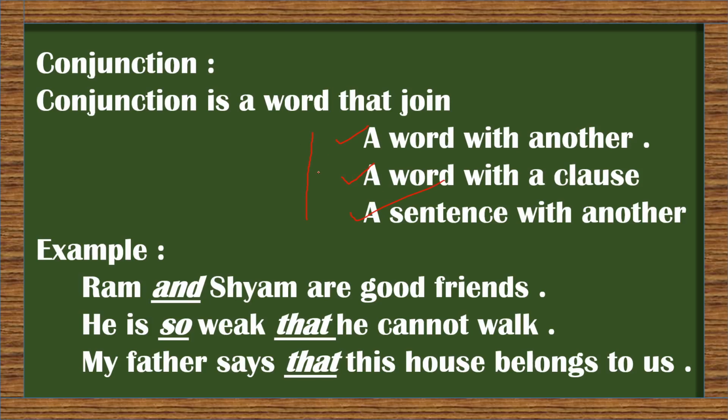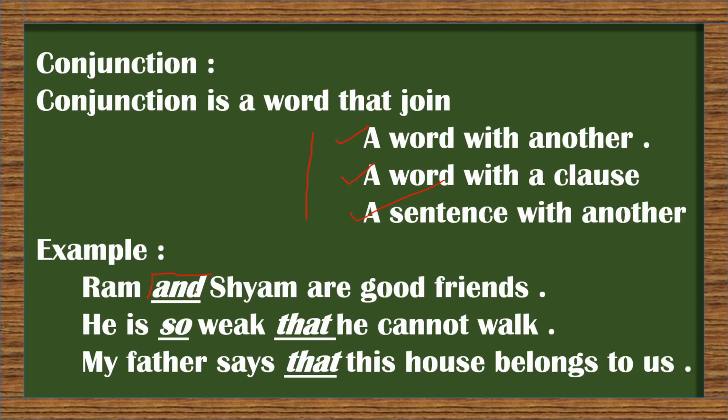Let's see the examples. Ram and Shyam are good friends. Here and is an example of conjunction. Why? Well, and joins the word before and after it. Ram and Shyam. And joins Ram and Shyam. Together they are good friends. So, and is a conjunction.